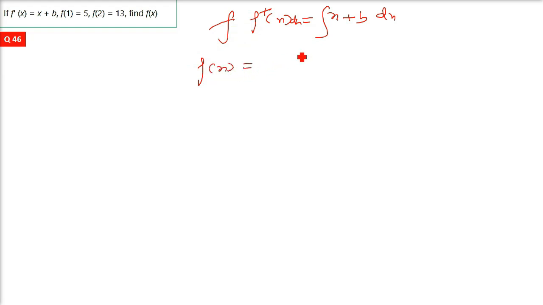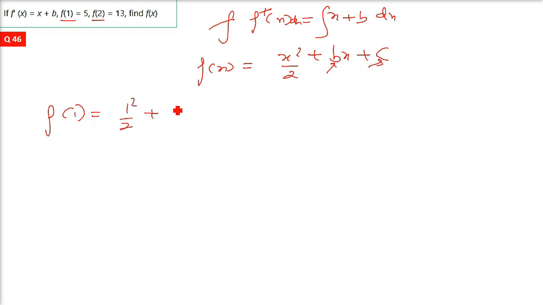So we have f(x). Integration of x will be x square by 2. Integration of b is bx. And plus the constant of integration. Now, in the previous question, only one thing was given, because just one variable was there. But now we have b and c. Two different constants are there, so we need to find those values. For that we need f1.